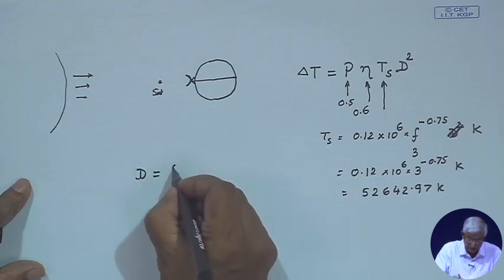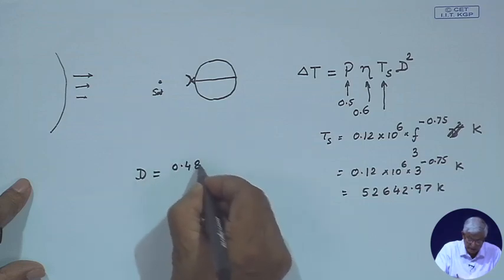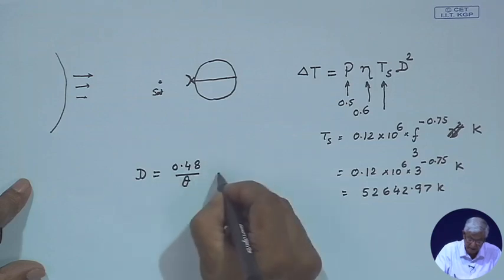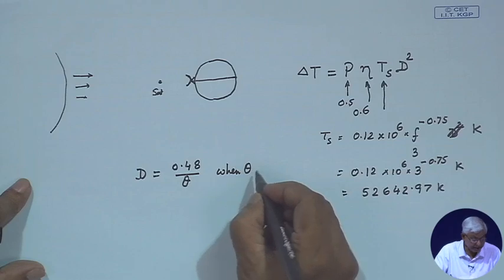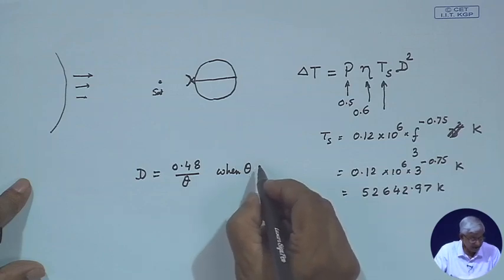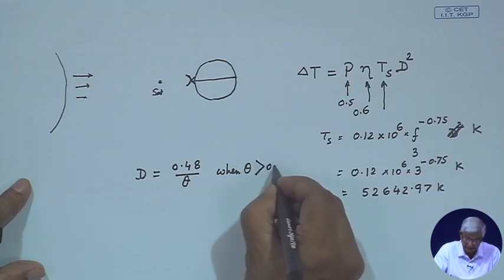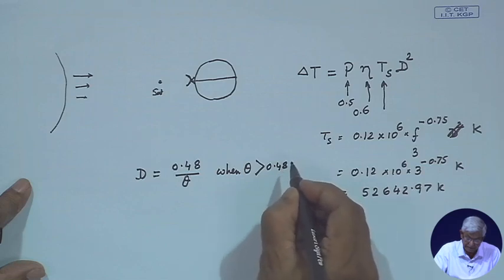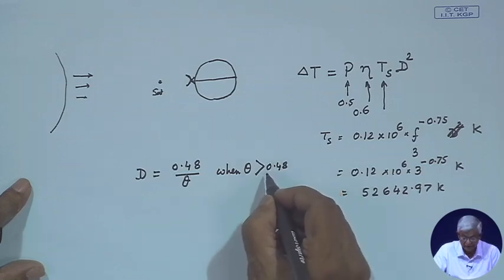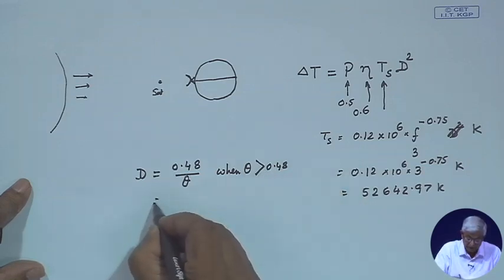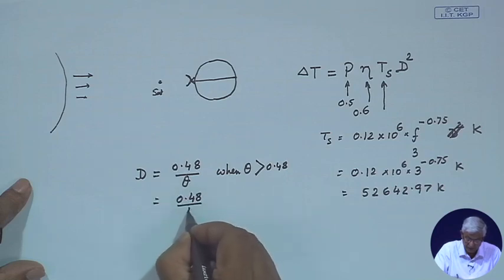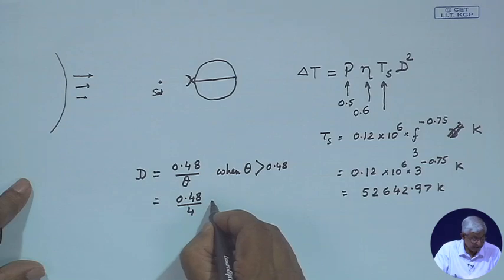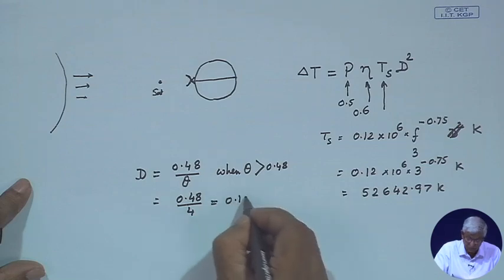And the D is mentioned as equal to 0.48 by theta, when theta, which is the antenna beam width, is greater than 0.48 degree. In this case, theta is given as 4 degree. So, we will take the equivalent sun disk as 0.48 by 4 degree, that is equal to 0.12.